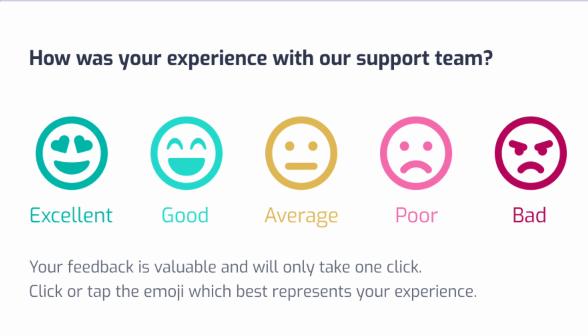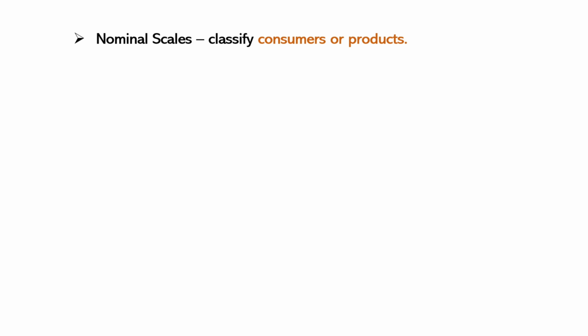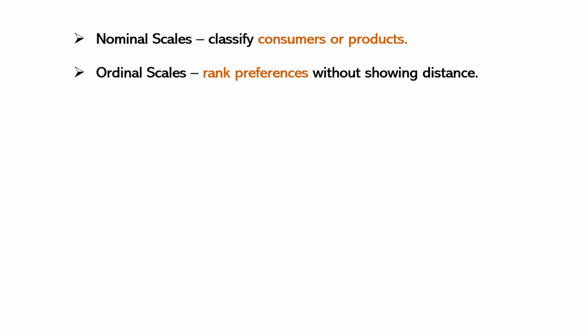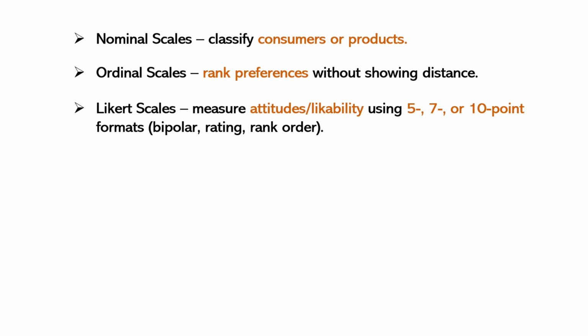Beyond kids research, emojis are also being explored in consumer surveys to make the experience more engaging for all age groups. Now let's quickly recap what we've covered today. Nominal scales classify consumers or products into categories. Ordinal scales rank preference but don't measure distance between them. Likert scales measure attitude and likability with 5, 7, and 10-point versions, including bipolar, rating, and rank order variations.